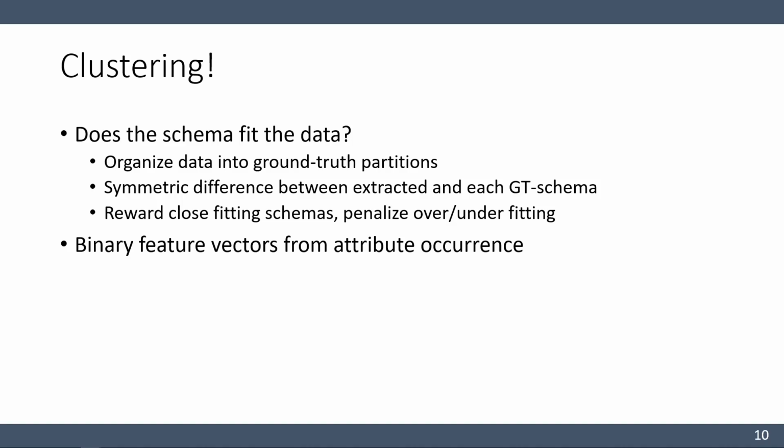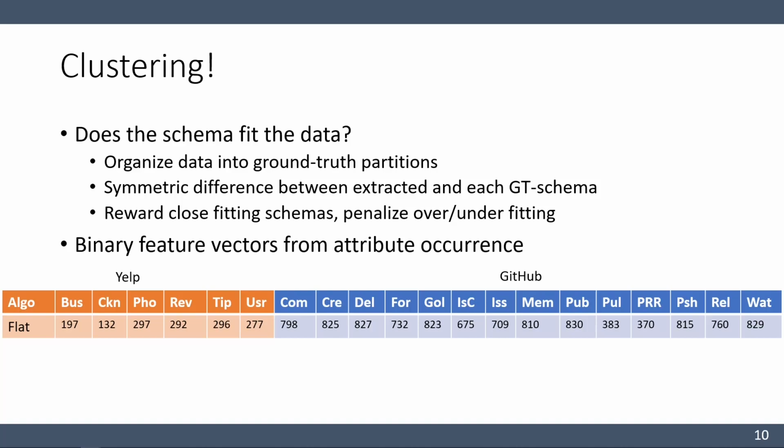For evaluation, we take the minimum symmetric difference between the set of schemas output from each extractor versus the set of ground truth schemas. This metric matches the closest possible schema while still penalizing over and underfitting. To create clusters, we generate binary feature vectors out of the data, again based only on attribute occurrence, not on attribute value. Not surprisingly, the flat extractor produces schemas that don't closely match any particular ground truth schema, greatly underfitting.